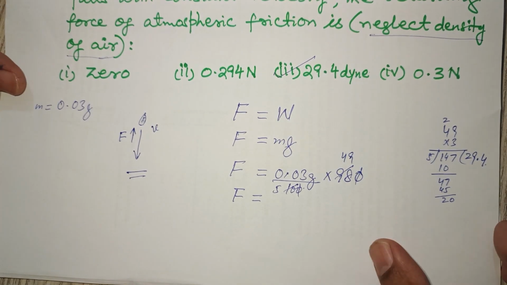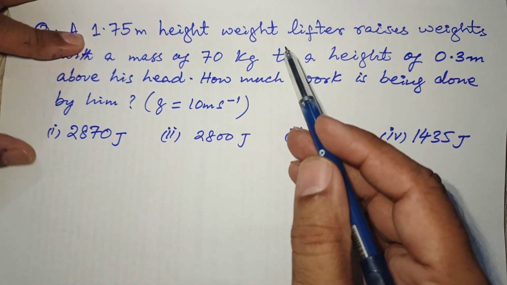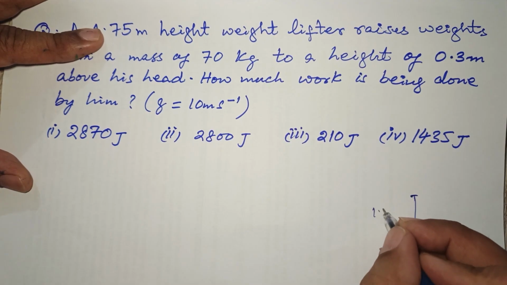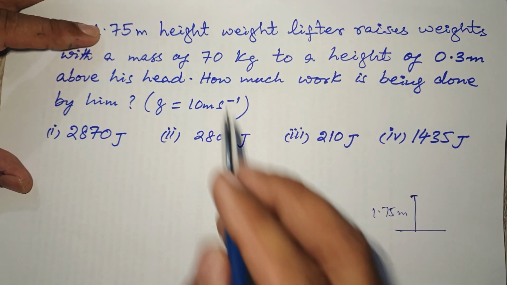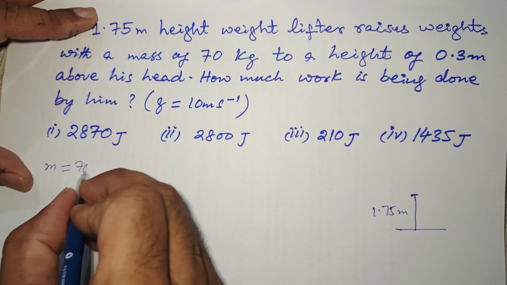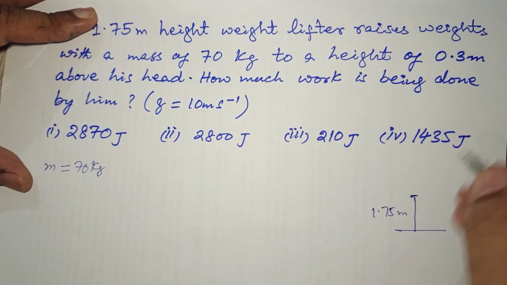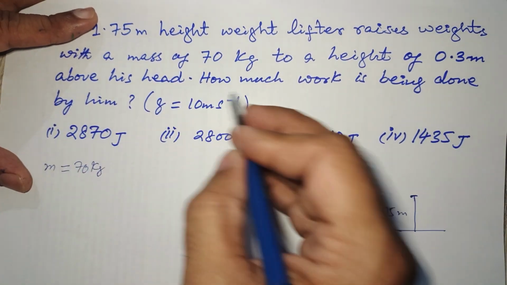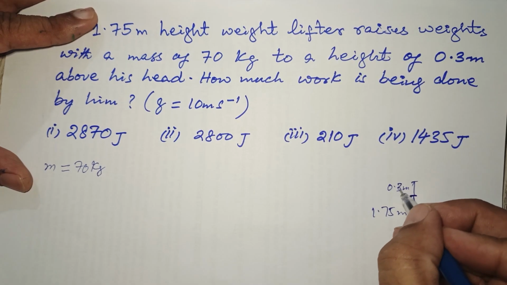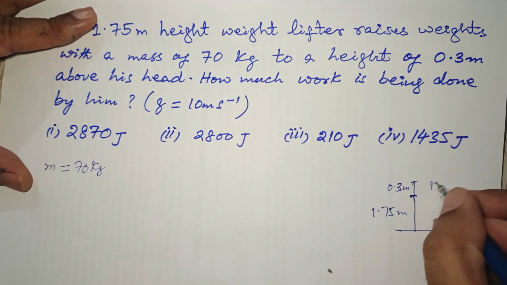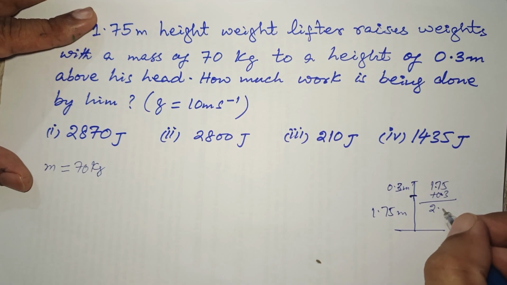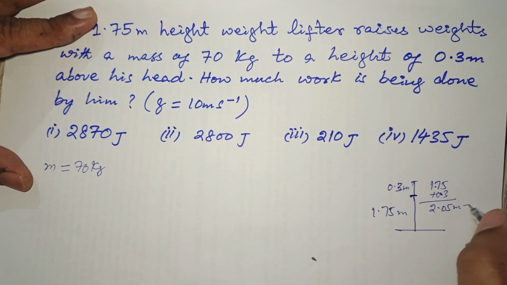Okay, move to the next one. A 1.75 meter height weightlifter. The height of the weightlifter is this much, 1.75 meter. Okay, raises weights with a mass of 70 kilogram. Mass of the weight is 70 kg to a height of 0.3 meter above his head. This is the head, so this is 0.3 meter. So actually he raises the weight at a total of 1.75 plus 0.3. This will be 2.05 meters. Okay, this is the height.